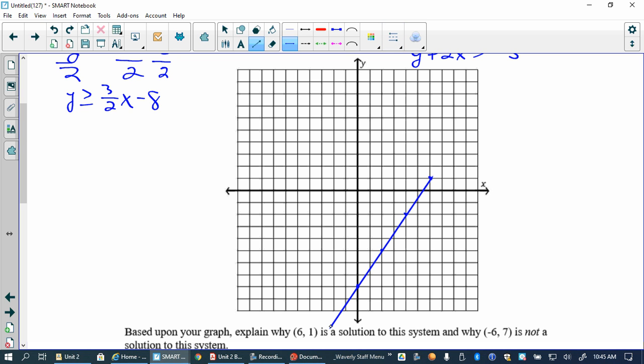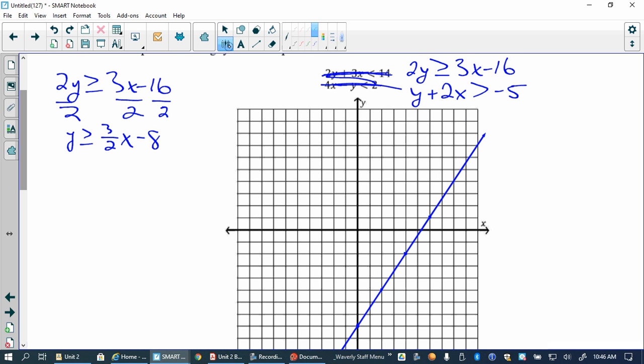And then the other one is y plus 2x greater than negative 5. Well, I'm just going to subtract 2x from both sides. Get an mx plus b form, right? Y greater than negative 2x minus 5. Right? That'll work. So now I go down to negative 5.